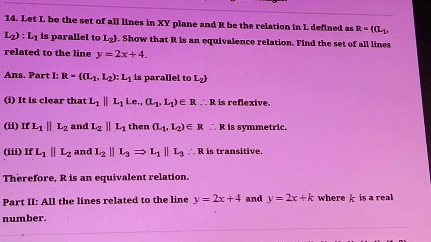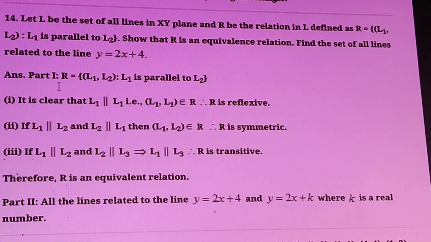Now we'll consider question number 14. Let L be the set of all lines in the xy plane and R be the relation in L defined as R = {(L1, L2) such that L1 is parallel to L2}. Show that R is an equivalence relation. Find the set of all lines related to the line y = 2x + 4.